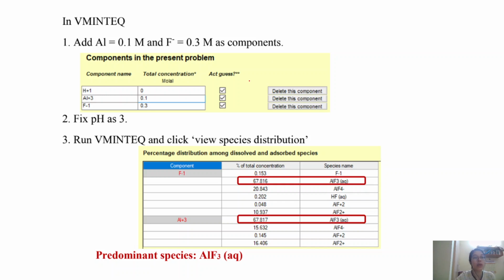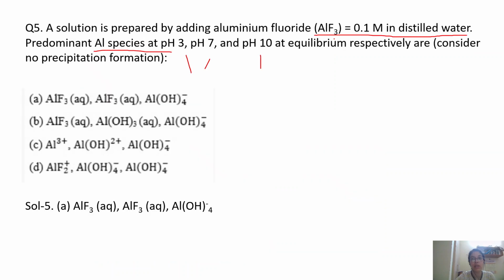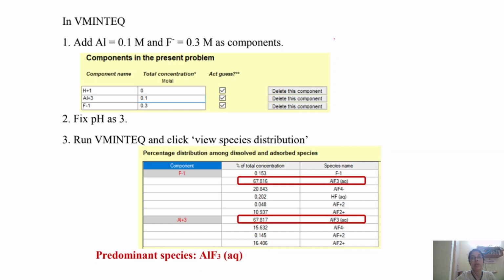So first we have to add 0.1 molar of Al and 0.3 molar of F. So AlF3, right? So when we write the equation, what will happen? AlF3, when it dissociates, what will happen? Al will be formed plus 3F are also forming.